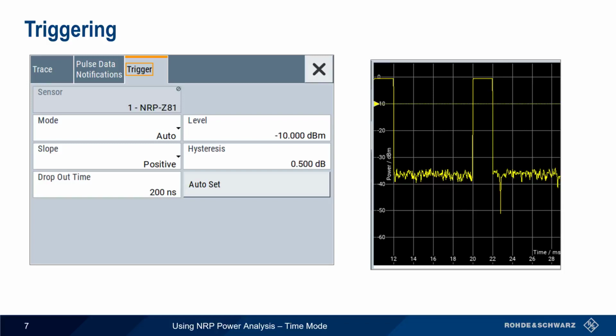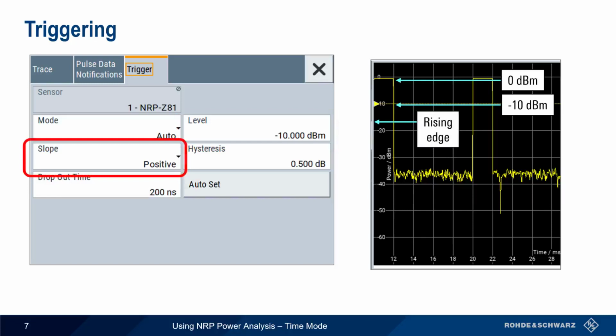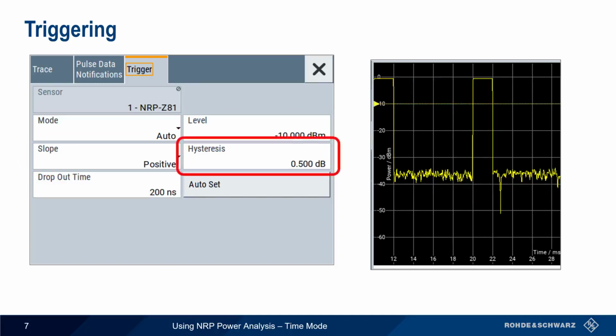In this example, we'll set our trigger mode to auto and set the trigger level to be slightly below the peak pulse level. Here, our pulse test signal has a peak power of 0 dBm, so setting the trigger level to minus 10 dBm should work. We'll also trigger on the positive or rising edge of the pulse. Parameters such as hysteresis and dropout time can also be used to help avoid false triggering on unstable signals.